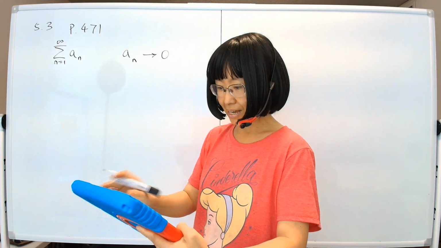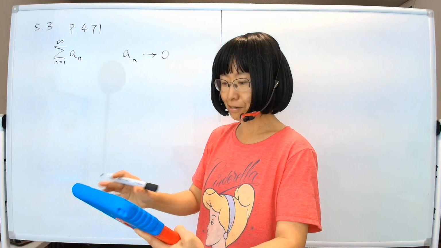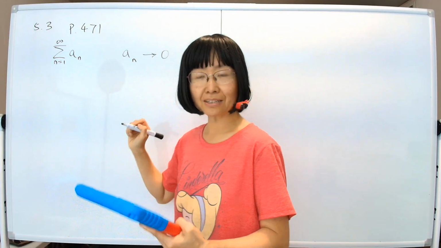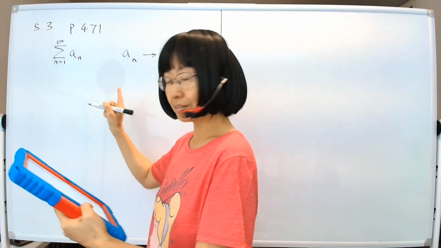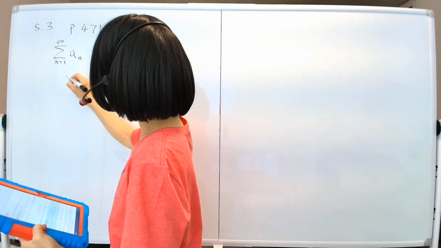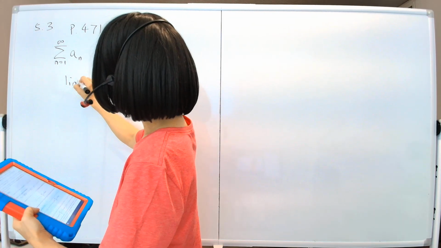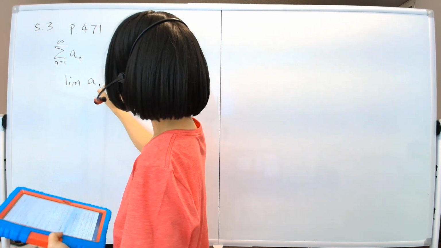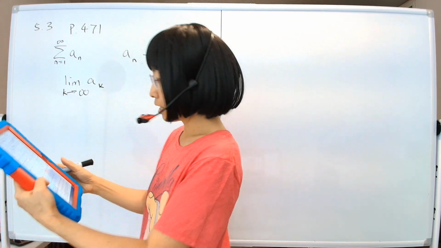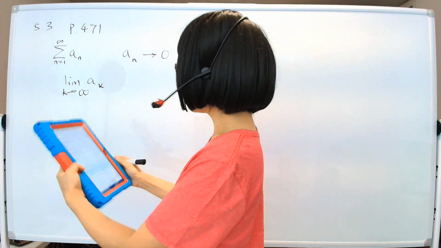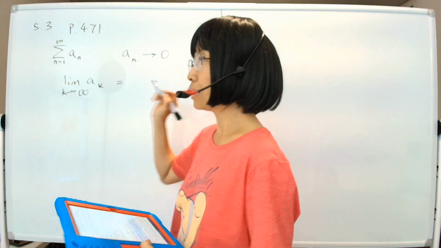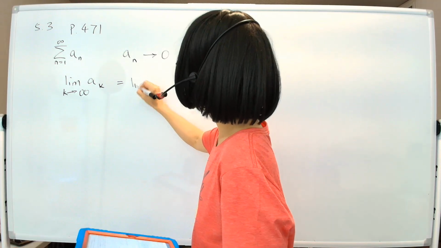Now, why is that? The proof actually is quite straightforward. What happens is that you calculate the limit of this thing. Let's say it does converge. That means the limit of ak as k goes to infinity is just the difference of two partial sums. So we'll write that out.